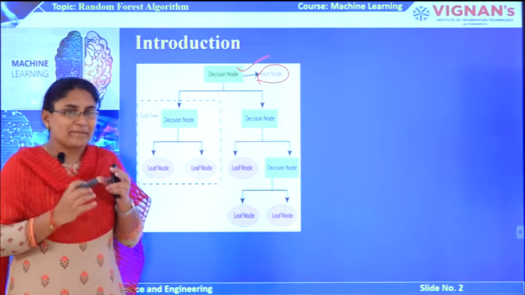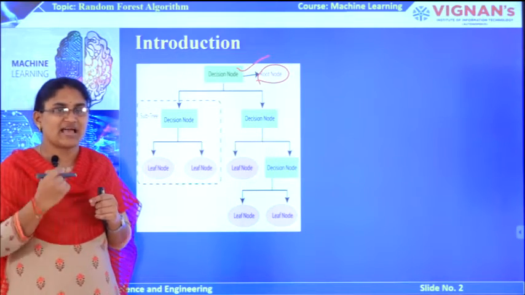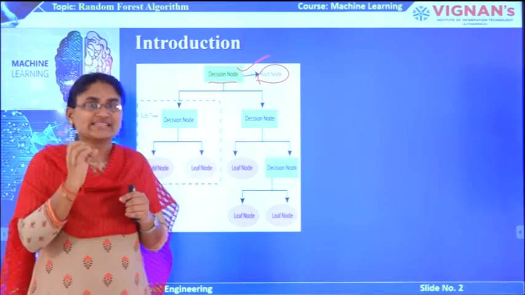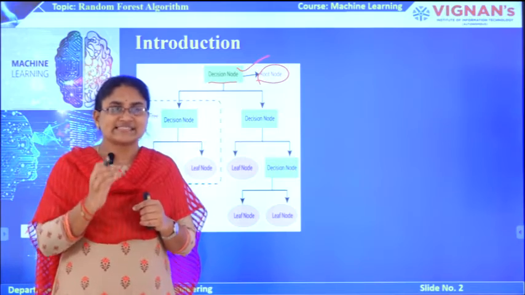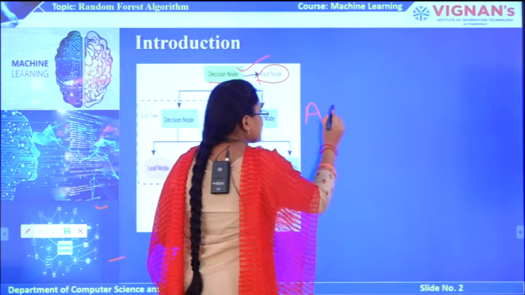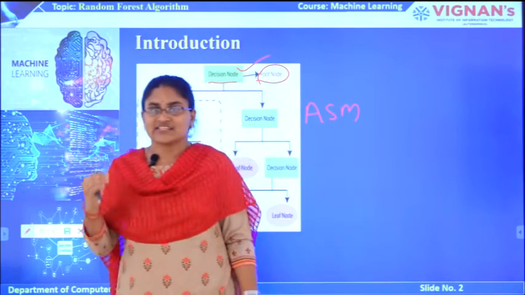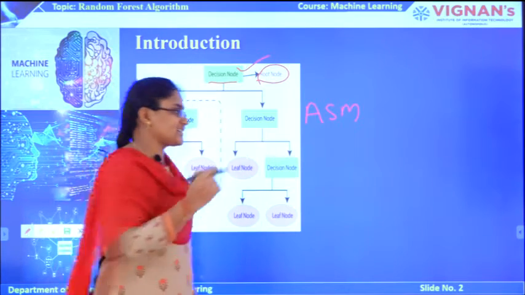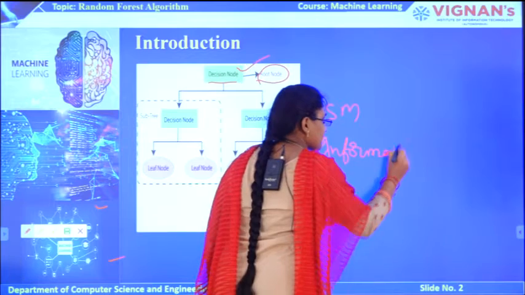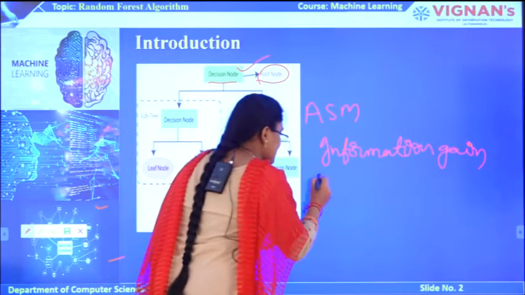We can build our complete decision tree based on the selection of the best feature or the best attribute as a decision node. So we have to look at how to select the best attribute. For this selection, we are using the ASM, which means attribute selection measure. Under this attribute selection measure, we are using two techniques. One is the information gain and the second one is the Gini index.